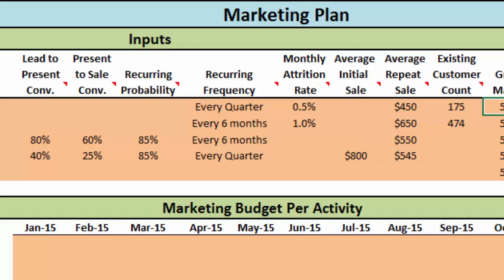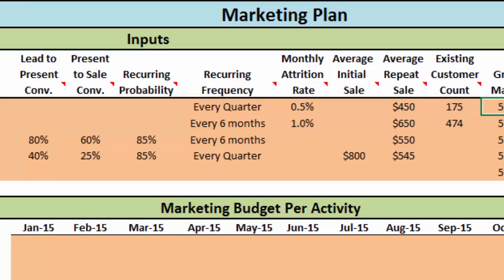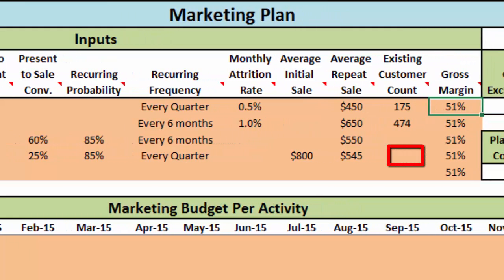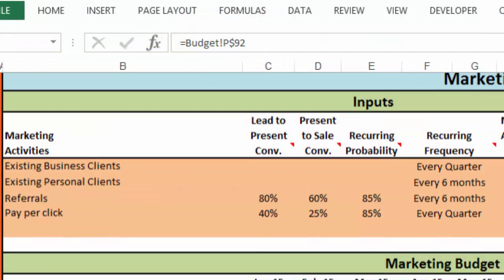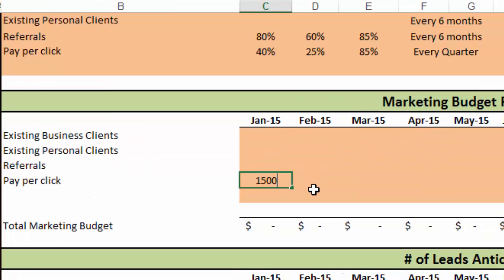And since these are new customers that he is targeting, there is no existing customer base to input since he's already accounted for his existing business customers up here. And he also expects his gross margin to be about the same. As we scroll down, we will put in a budget for his pay-per-click campaign of $1,500 per month.